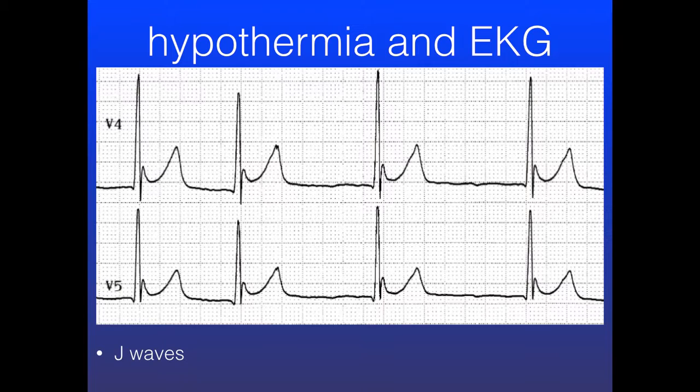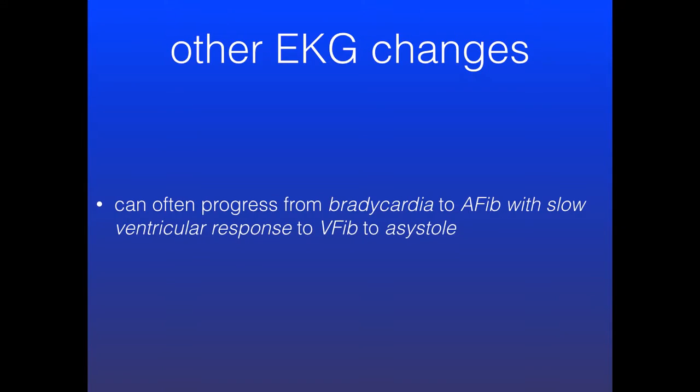As far as EKG changes, you can see here one common finding on the EKG is the J waves. They happen just after the QRS complex. And then as far as other rhythm changes that occur, most of these patients are going to progress from bradycardia. They can then go into an atrial fibrillation with a slow ventricular response, and then into a ventricular fibrillation, and then into asystole.